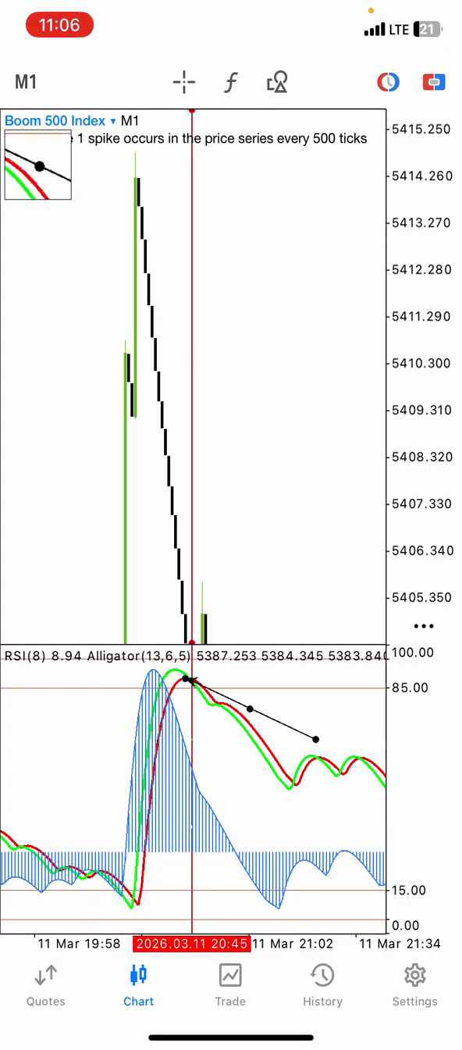From here, you can see when the indicator started crossing here, you make an entry. Once you make an entry, you make your profit. 10 candlesticks, you make your profit.